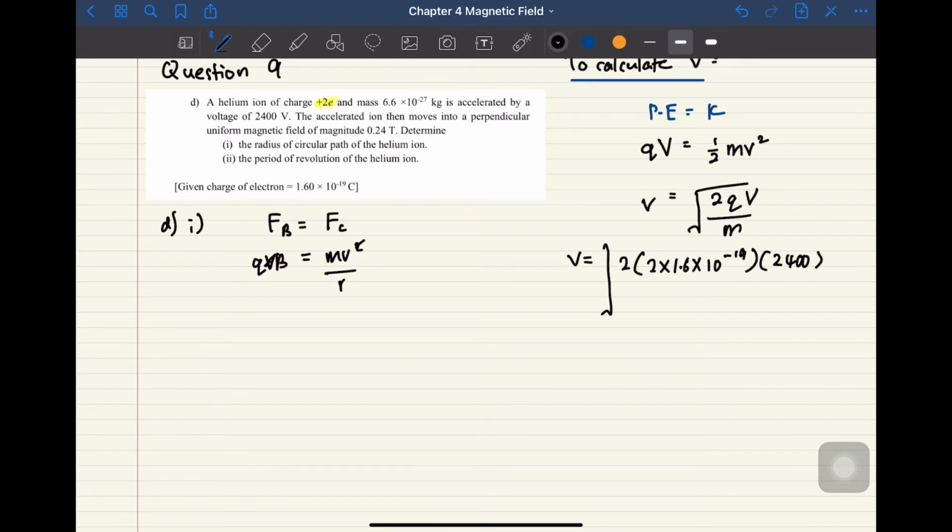I think you need to be familiar with this formula, because sometimes you still have to use it. The mass is equal to 6.6 times 10 to the negative 27. When you press your calculator, make sure you take the square root as well. Here the velocity that I got is equal to 4.82 times 10 to the power of 5 meters per second.